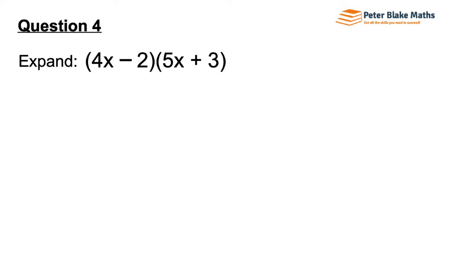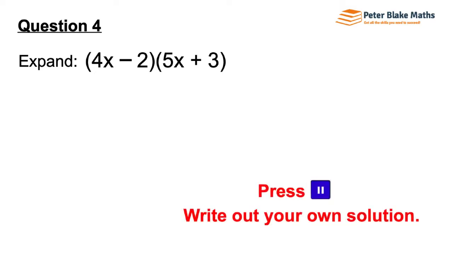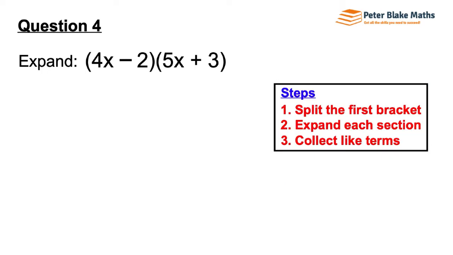Question 4. Expand (4x - 2) in brackets times (5x + 3) in the second bracket. Okay, for expanding brackets, I like to split the first bracket up, expand each section, and collect like terms. Alright, if we split this up, the first bracket, we're going to have 4x timesing by the second bracket and a minus 2 timesing by the second bracket, and we'll see where we are then. So we'll get 4x outside of the (5x + 3) and a minus 2 outside of the (5x + 3).